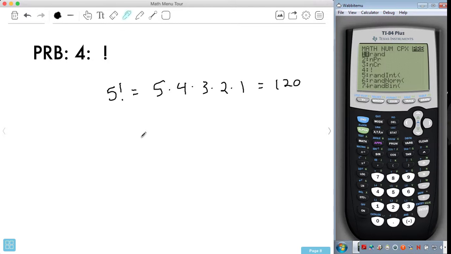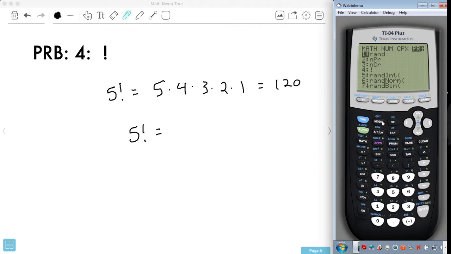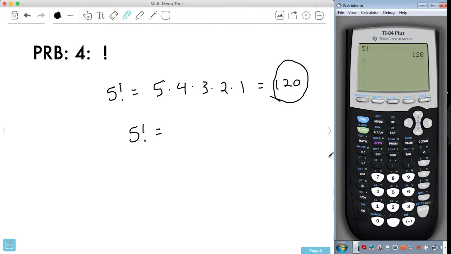Your calculator has factorial on it as well. So if you don't want to manually multiply everything together, you just go, again, let's quit out of here. I'll clear, type 5 and then head into Math, probability, and option 4 factorial. That says 5 factorial, and when I press Enter, I should get my answer of 120.